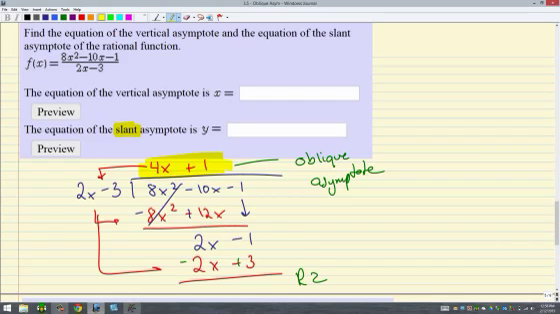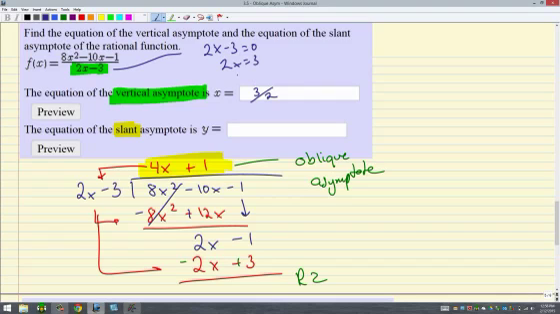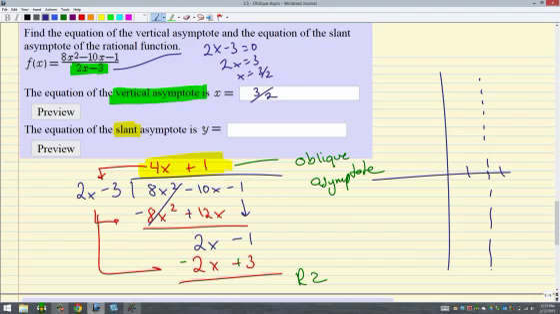Taking a look at the first problem, the equation of the vertical, or the first part of the problem, where do you find the vertical asymptote information? Right here in the denominator. So this function has a vertical asymptote at x equals 3/2. You take this guy and you set it equal to 0. 2x minus 3 equals 0, 2x equals 3, x equals 3 divided by 2. So that's where your vertical asymptote is. So if we were to sketch this, we have a vertical asymptote at about 1.5. Something like this.